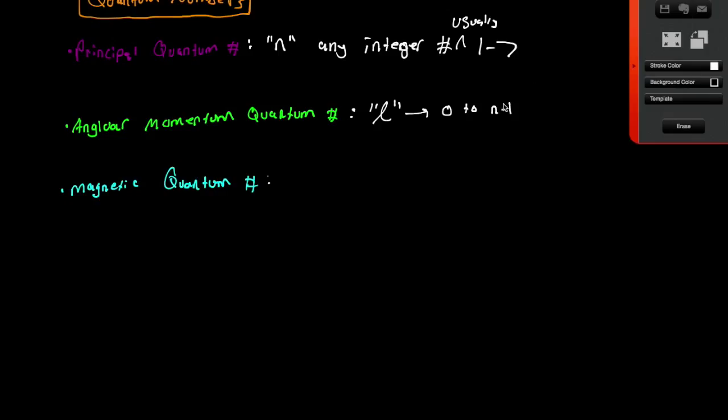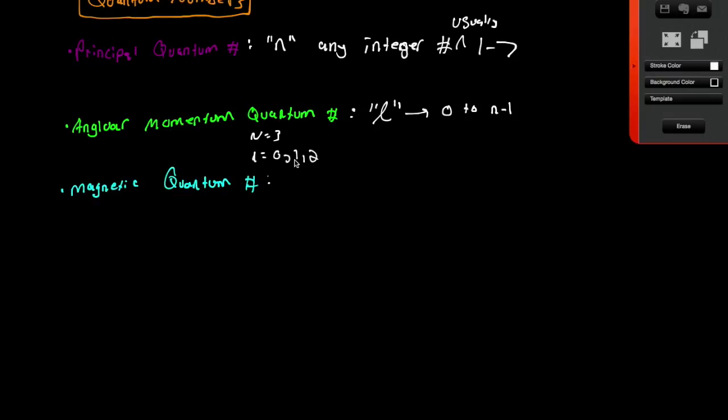So for instance, if we pick n is equal to 3, then L can have any values ranging from 0 to 3 minus 1. Essentially, they could be 0, 1, and 2, right? Because we know that 3 minus 1 is 2, and we pick 0 through 2. So 0 through 2, and that would be L.